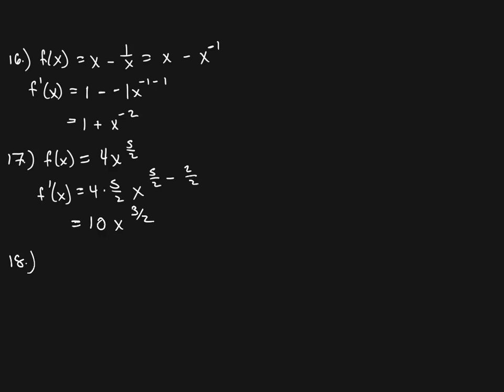For problem number 18, this one should be pretty obvious, I hope. At this point, if you've watched the first video anyway, f of x is equal to 1 minus 5, which is of course equal to negative 4. What is the rate of change of negative 4? Well, of course, the rate of change of a constant term is always 0. So our derivative, f prime of x, is equal to 0.